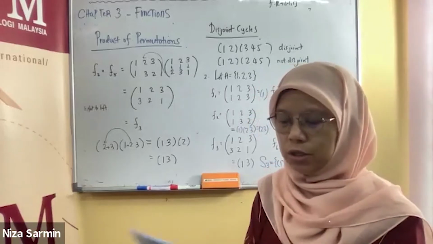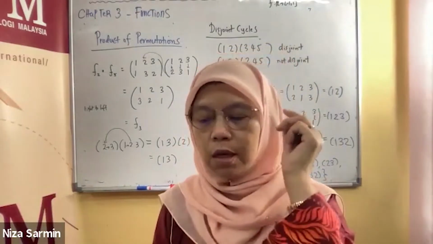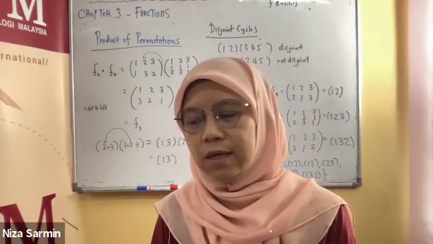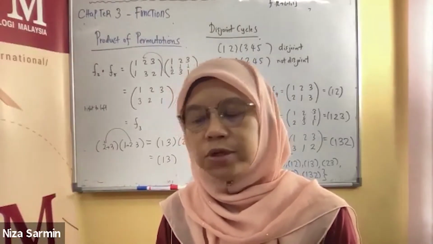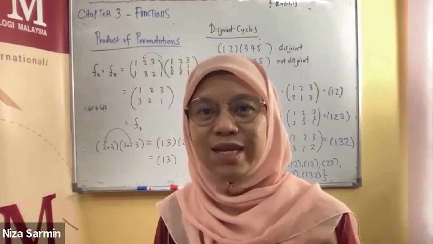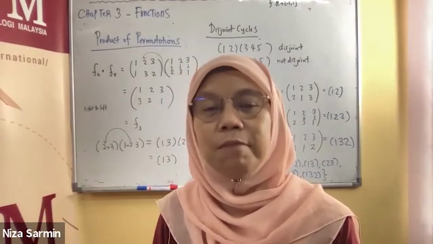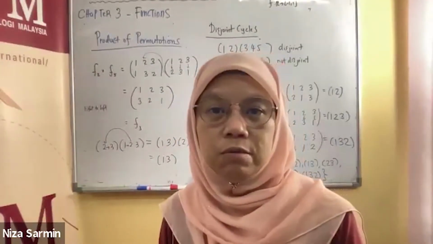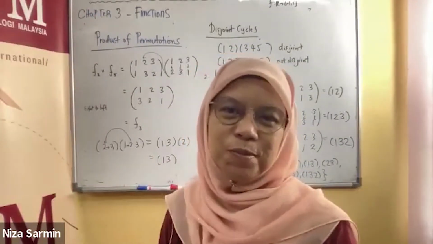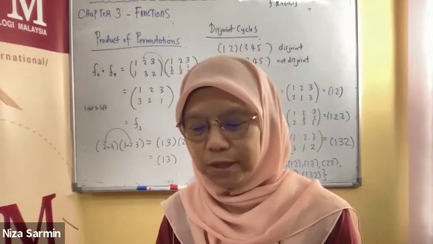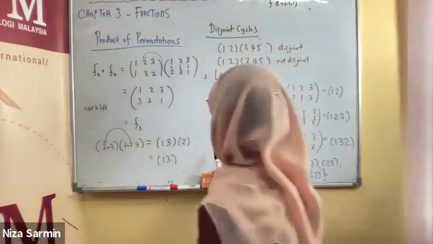Disjoint and not disjoint. Theorem 3.1 is very important. A permutation of a finite set, which is not the identity or a cycle, can be written as a product of disjoint cycles. So any permutation can be written as a product of disjoint cycles. However it is, you can multiply and it will turn out to be a disjoint cycle. That is what it means. Okay. Now that is Theorem 3.1.